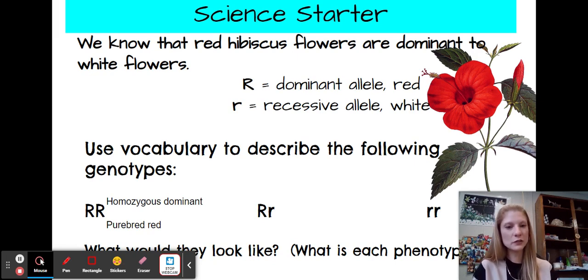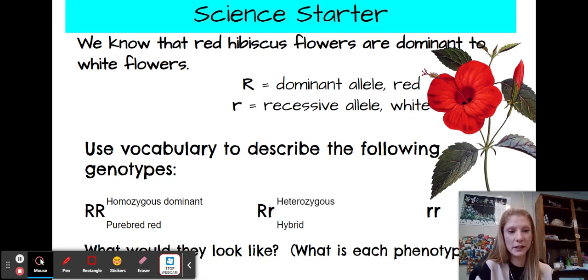For uppercase R, lowercase r, we would describe this as either heterozygous or hybrid. And we don't need to say that this is dominant. We also don't need to say this is red. It's assumed to be true. Since there is the dominant allele present, it means that these flowers will always express that. It's not a blending of red and white. It's not going to look pink. We're talking about a situation where it's either dominant or recessive. And in this case, the dominant is expressed, so they'll always look red.